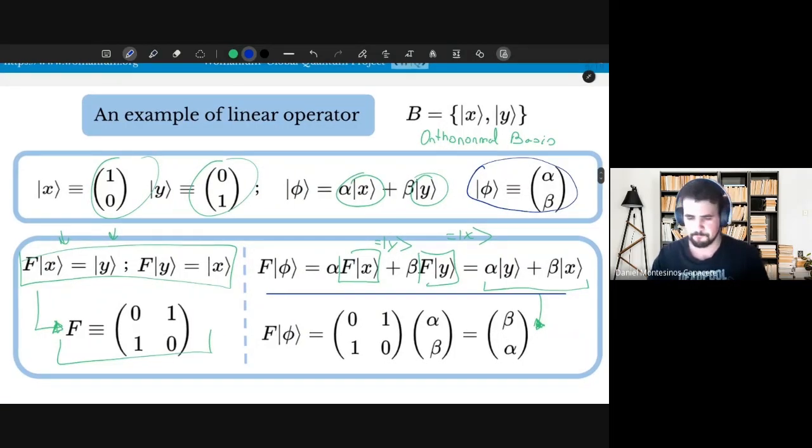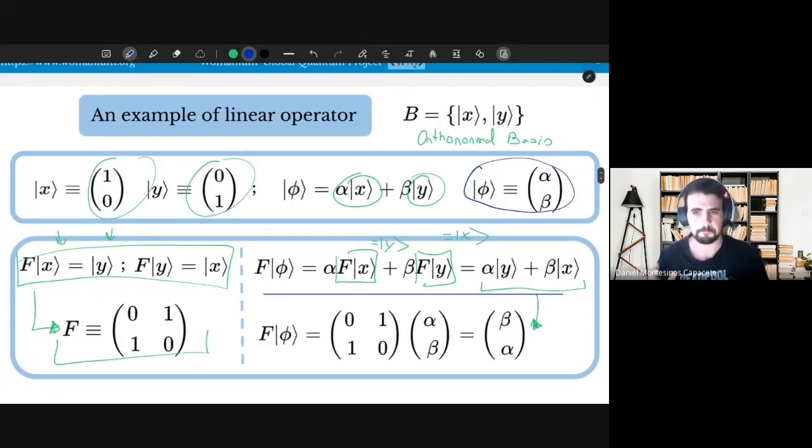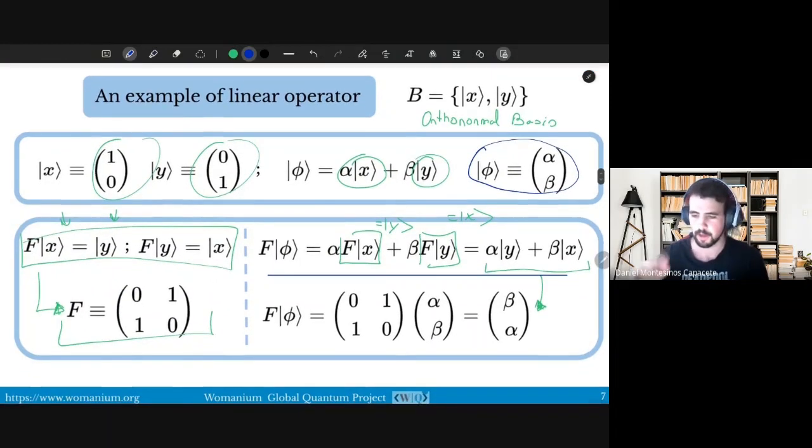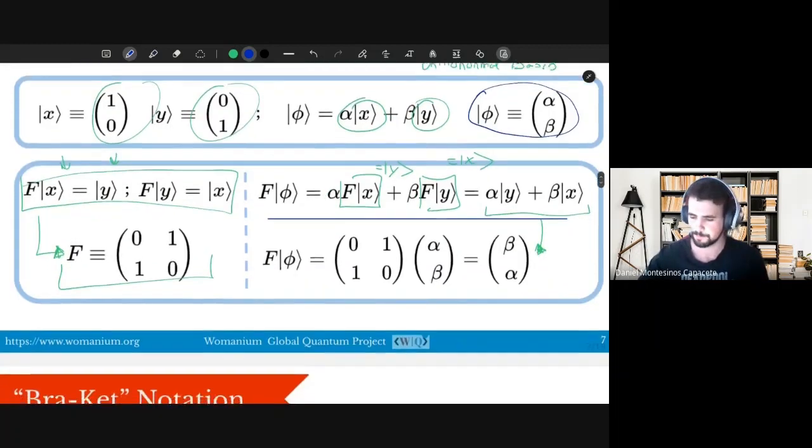Fine. So I hope this example might help a little in understanding what a linear operator is. I know it might be a little confusing to understand why this matrix. You can ask me maybe later in the Discord after the lecture or whatever.